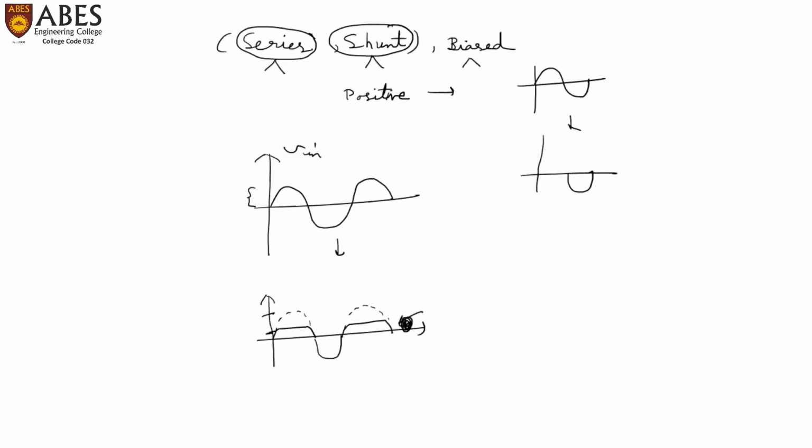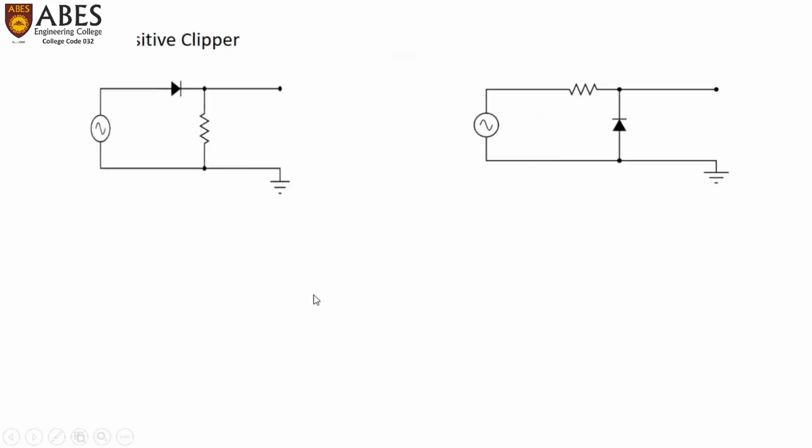But to cut only some portion from the complete positive cycle, we need to have a battery in addition to the diode in the circuit. With the help of this battery, we can bias this diode in such a manner that it can pass the signal only for the required range and clip for the desired range. So let us come to the biased positive clipper. As the name indicates, positive clipper means cutting some portion of the positive half cycle, since it is biased.